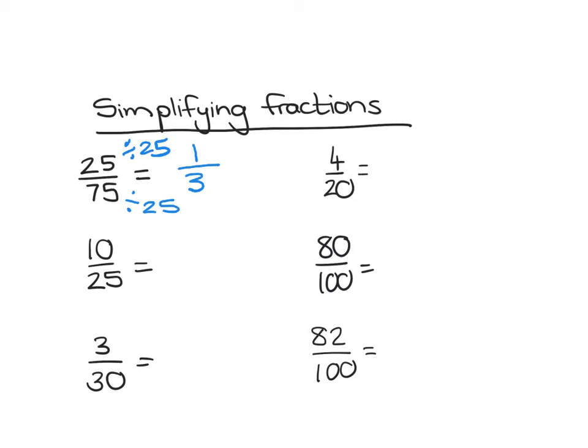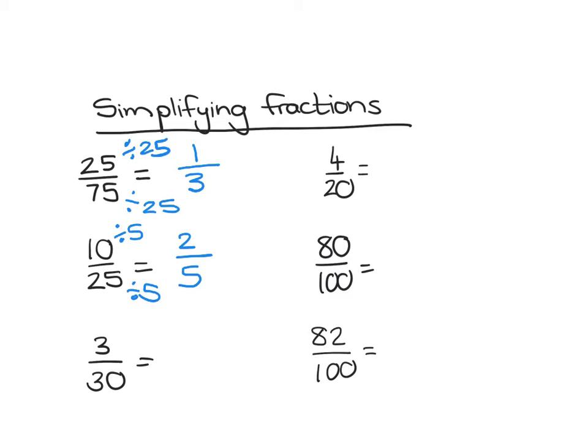10 out of 25. Are they both even numbers? No, so they can't divide by 2. That's always my first thing that I check, because that's nice and easy. Anything else they can both divide by? 5. 10 divided by 5 is 2. 25 divided by 5 is 5. And it does help to know your timetables. That's why we taught it so vigorously in the previous grade. 2 over 5. Can 2 half? Can 5 half? No, so we'll have to stop there.